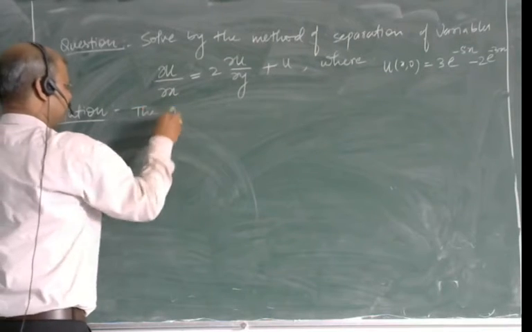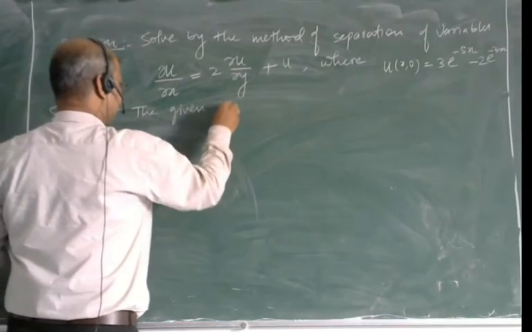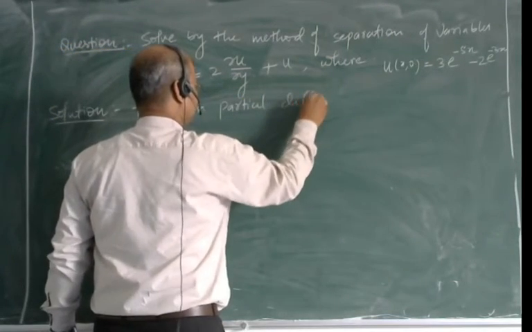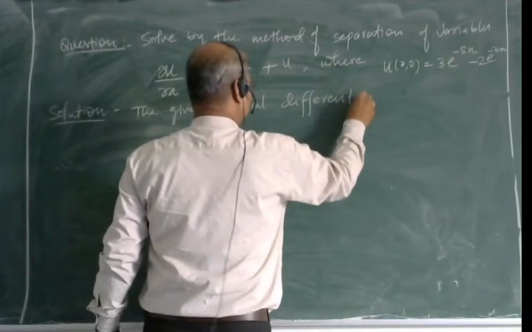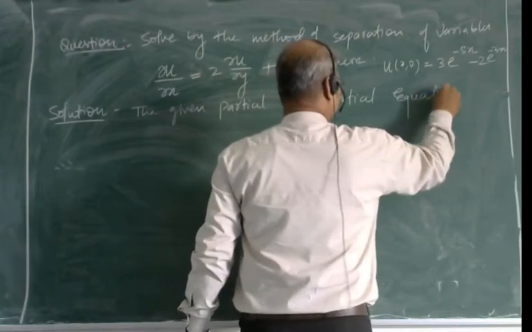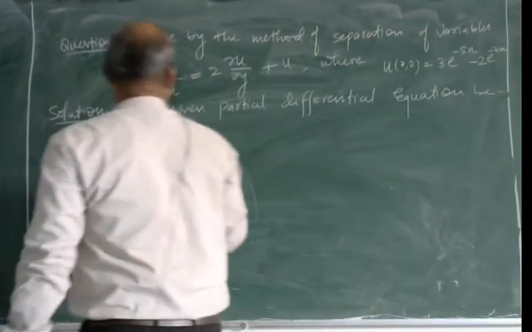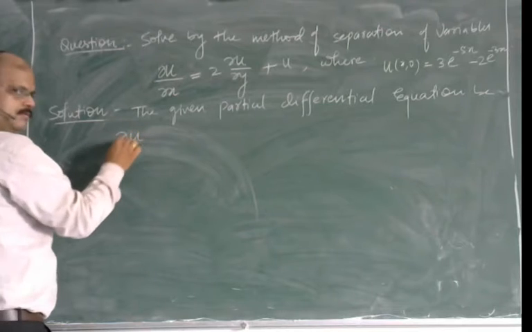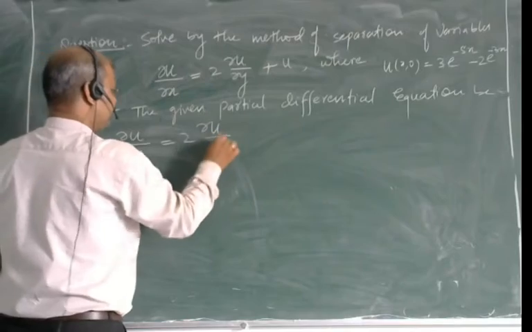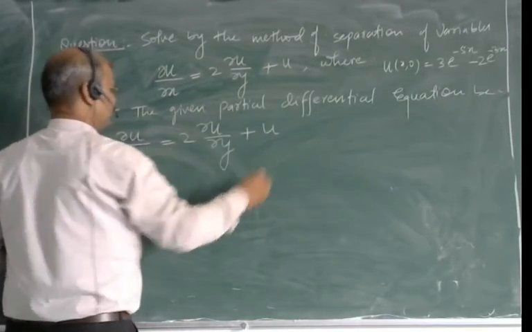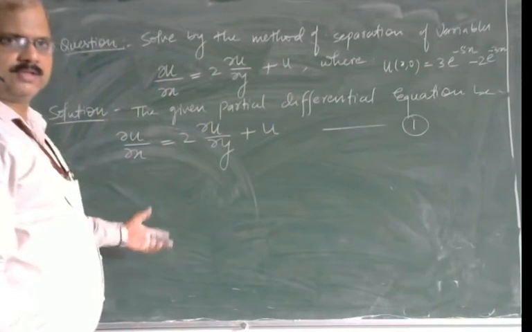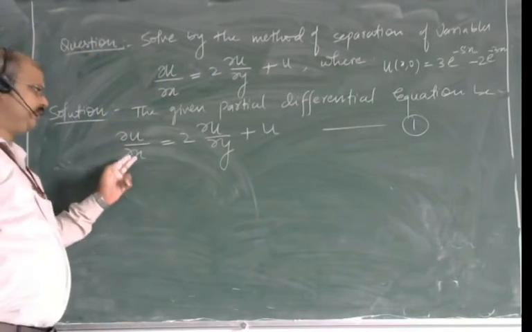The given partial differential equation be del u upon del x is equal to 2 del u by del y plus u. This is the first equation. As in previous videos, you have seen that here u is a function of x and y.